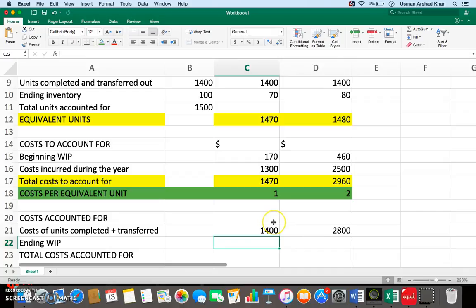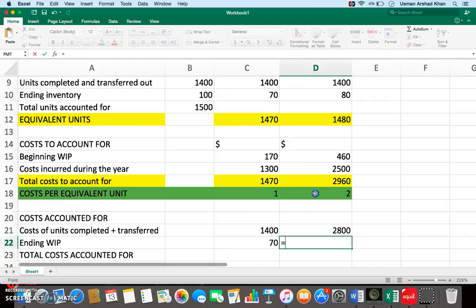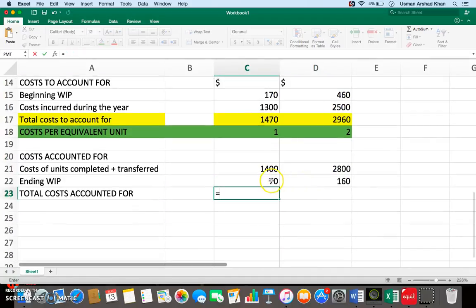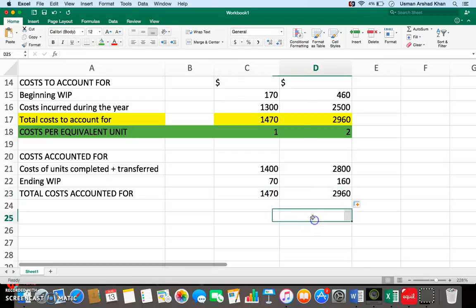There you go. And you're going to do the same thing again for ending work in process. So you're going to take your rate and multiply it by your ending WIP. And then we should add them up and get the perfect answer. Oh, wait. Plus this 1470 and 2960.